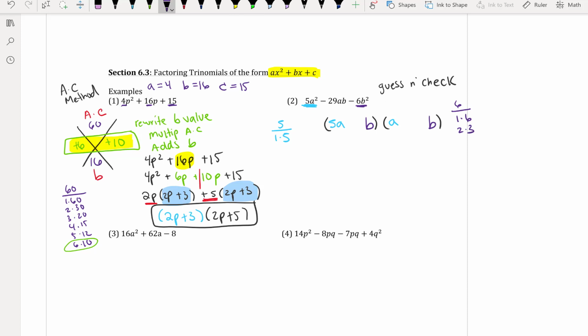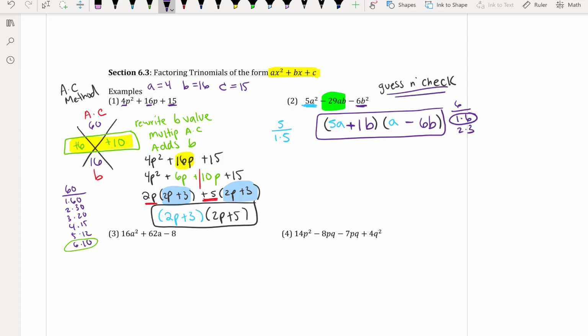Now, since I want this middle term to be a negative 29, then that means I want my numbers to be really big. So 5 times 6 is 30, so I'm going to put my 6 here and my 1 here. And if I want 29 to be negative, then I'm going to have a negative 6 and a positive 1. That is going to be my answer doing the guess and check.